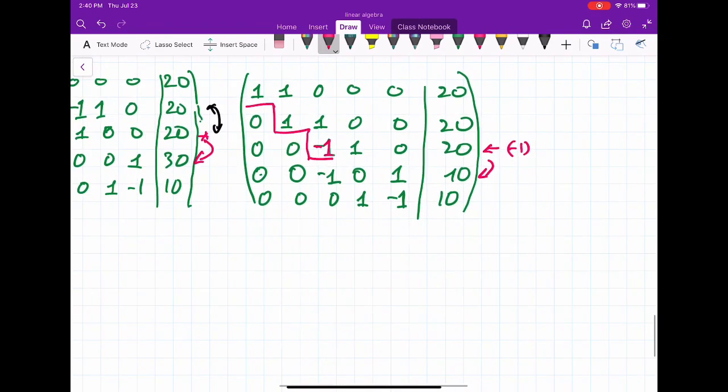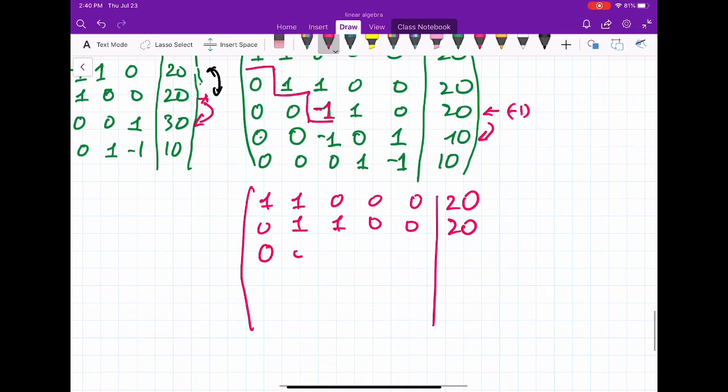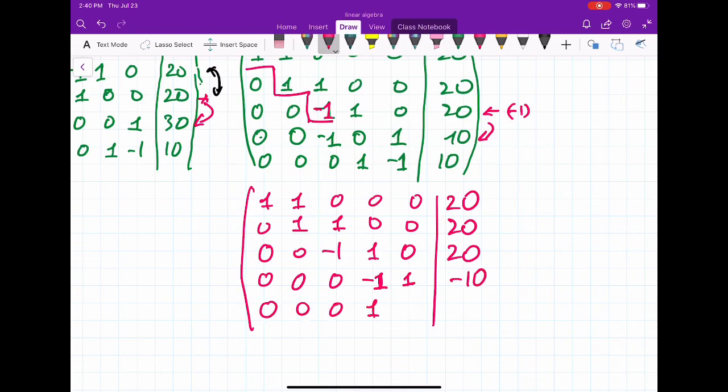Let me write in here. So I get 1, 1, 0, 0, 0, 20. Here 0, 1, 1, 0, 0, 20. Then 0, 0, negative 1, 1, 0, 20, 0, 0, 0 in here, here negative 1, here is 1, right? So here you got negative 1, 0, 0, 0, 1, negative 1, and 10 in here.